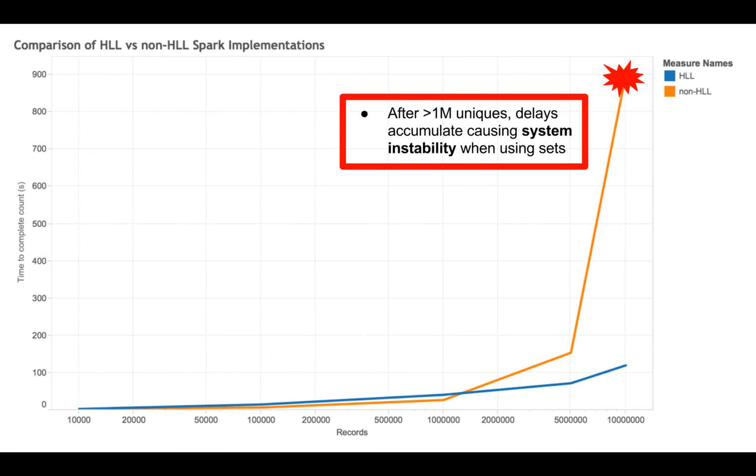Finally, I compared hyperloglog to an implementation where I maintained a central set of actual IDs observed. Set structures can give exact counts, but take up a lot of memory and require more time to process. When using sets, I found that Spark reaches a point where it can't keep up with incoming data, causing system instability.